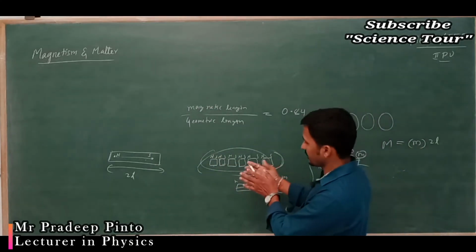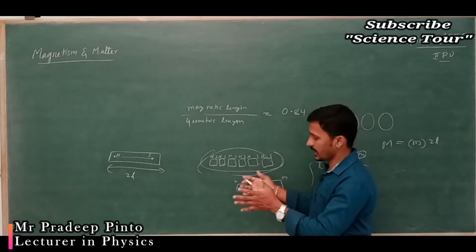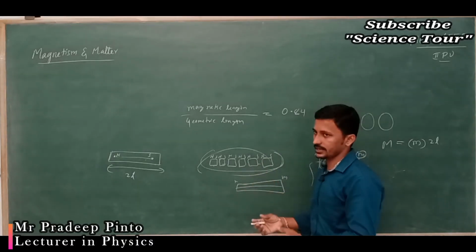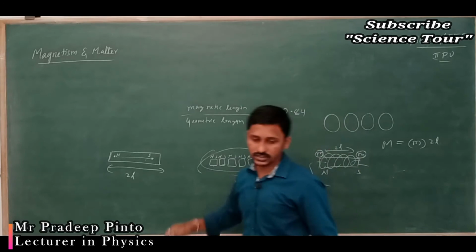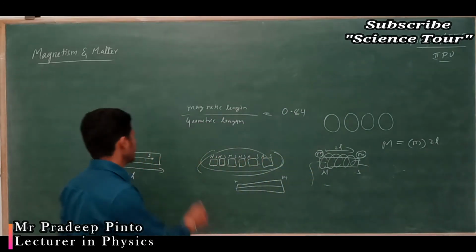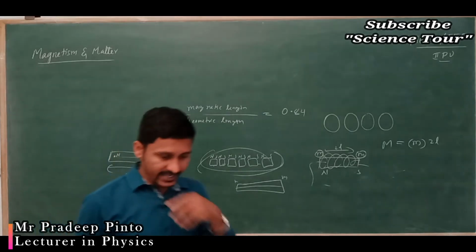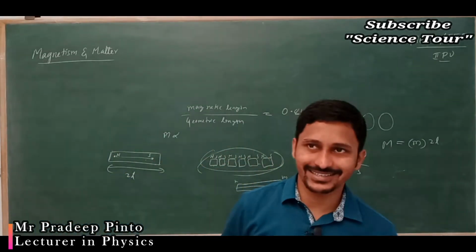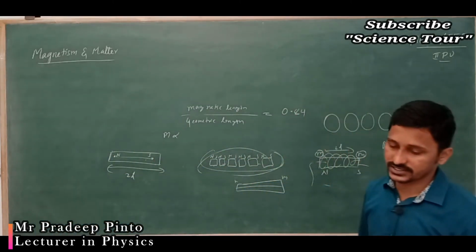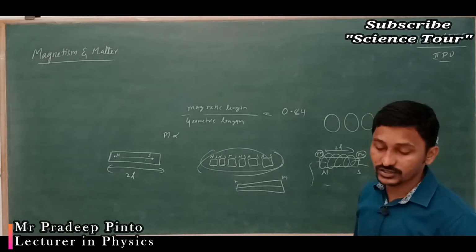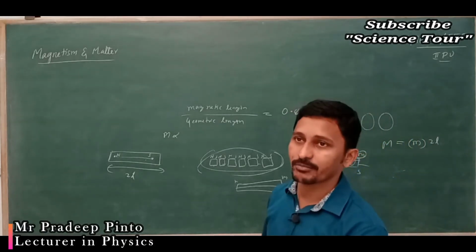Now, if I take this magnet with a little larger area, the pole strength depends on the area of cross section, and it also depends on the state of magnetization.